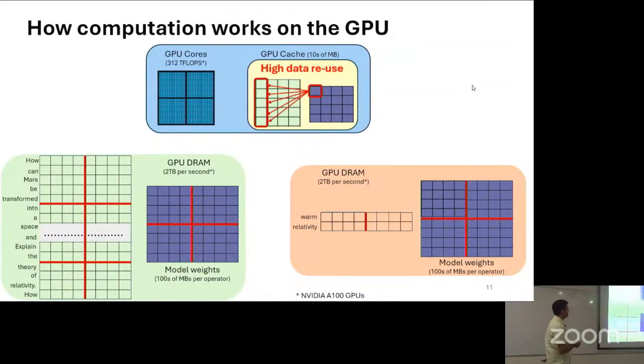Right? And tiling helps us do that more efficiently. Once we load the tile, we don't have to touch the memory. We can compute within the cache itself.